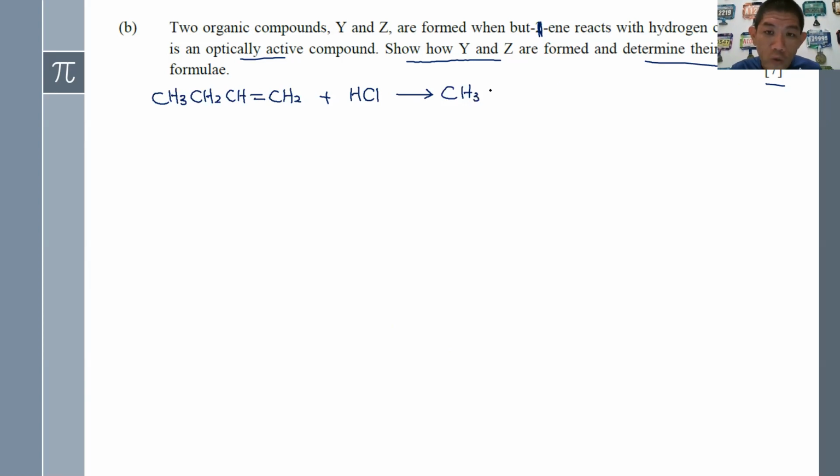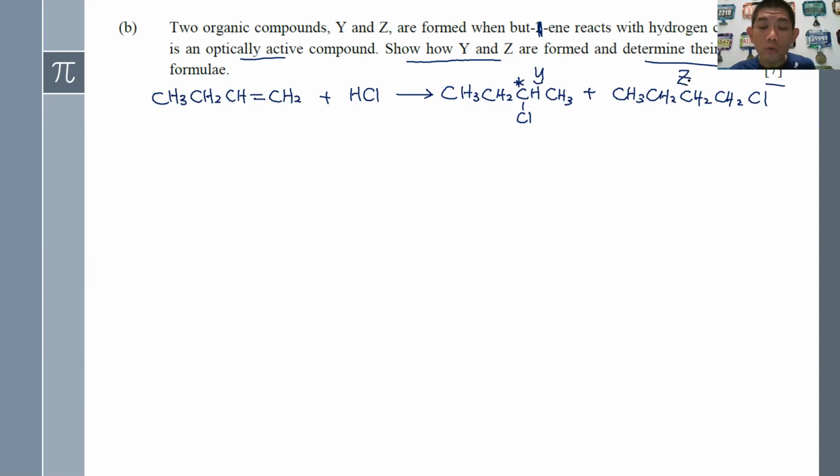First is CH3CH2CHClCH3, 2-chlorobutane. And then the other expected product is CH3CH2CH2CH2Cl. So in here, you can clearly identify which one is Y and which one is Z, because clearly this is an optically active compound since it contains a chiral carbon atom. Therefore, this is your Y and this is your Z.